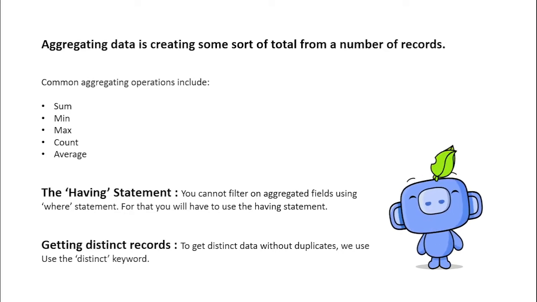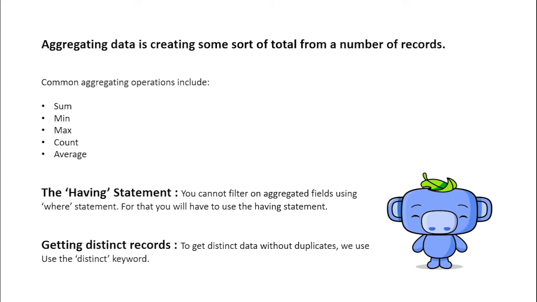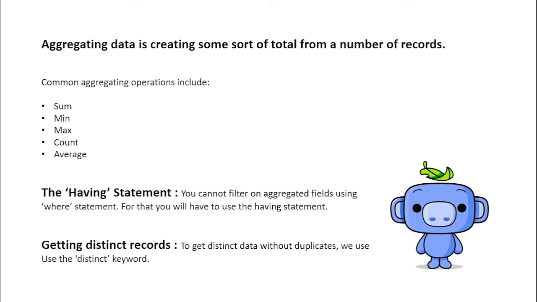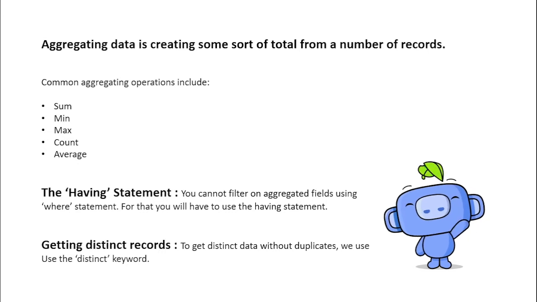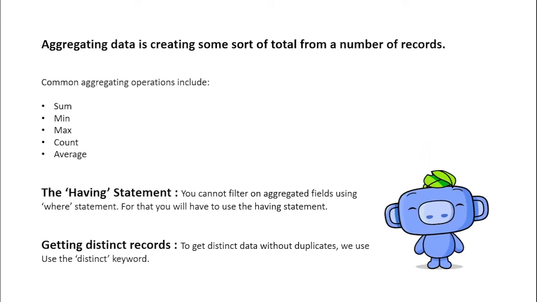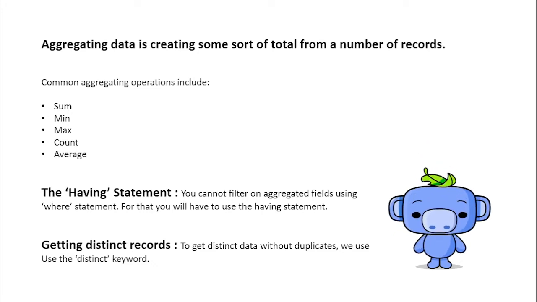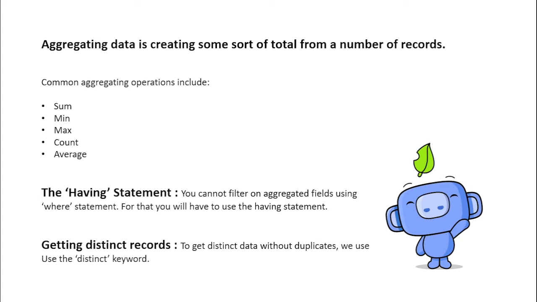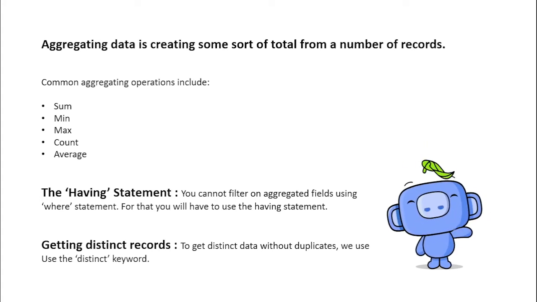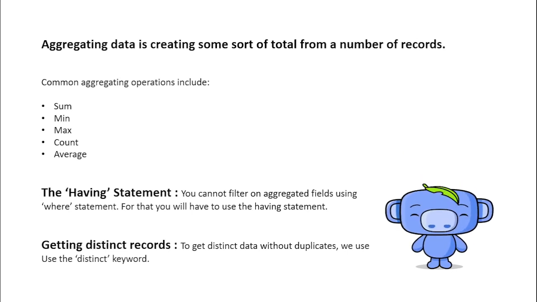Before we write some queries, I just want to brief you on the having statement. You cannot filter on aggregated fields using the where statement. For example, suppose you take the sum of some columns and name it under a different column. Now if you want to filter that column to get some desired results, you won't be able to do that using the where statement. For that, you'll need to use the having statement.